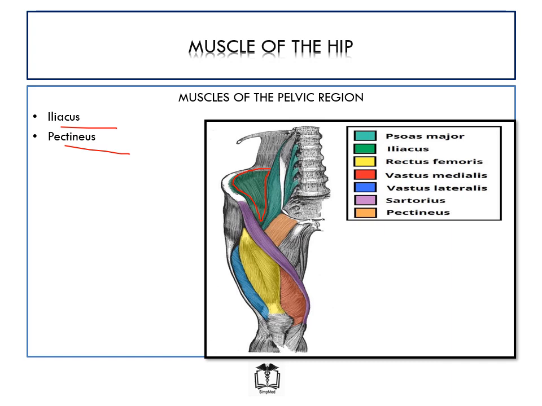Then we have the pectineus muscle also shown here. This is pectineus present here in brown. So both the iliacus and the pectineus tend to be found largely in the pelvic region of the hip.